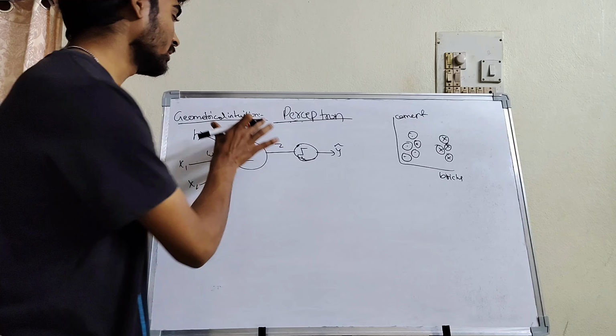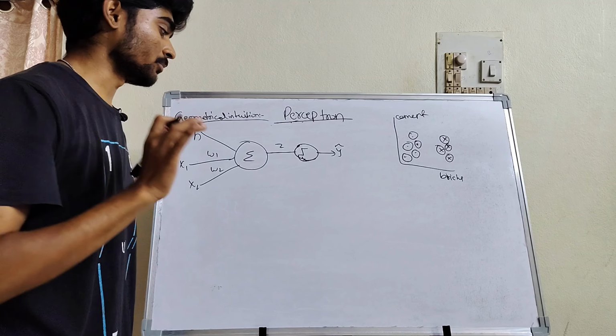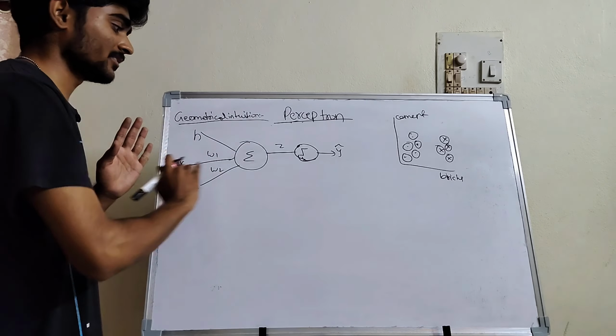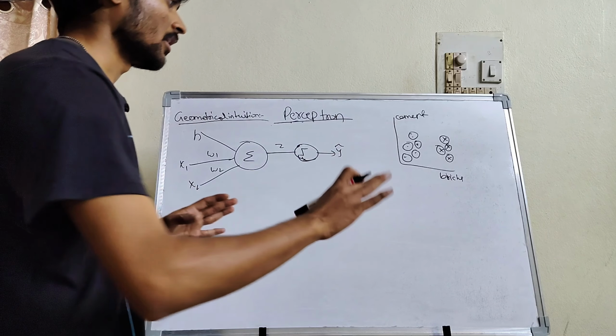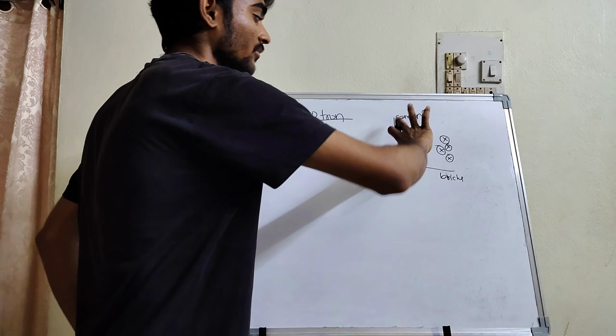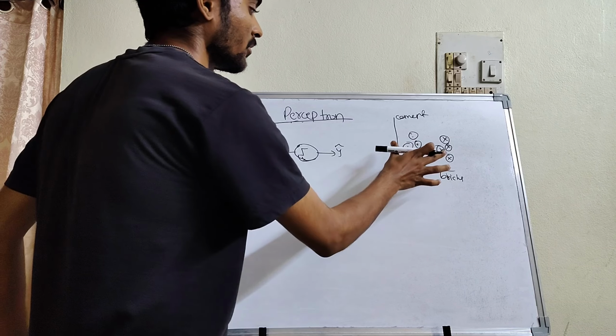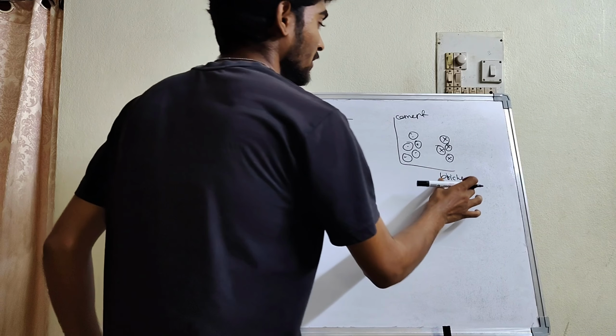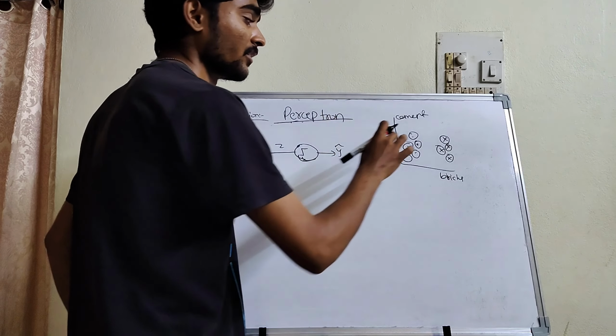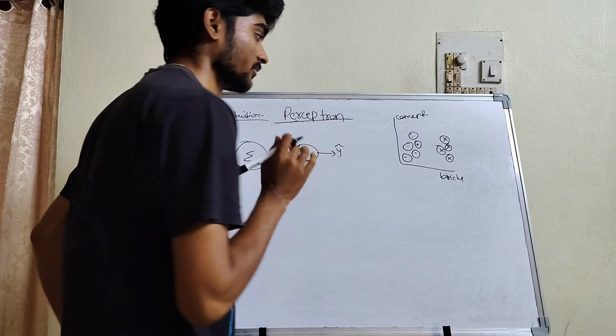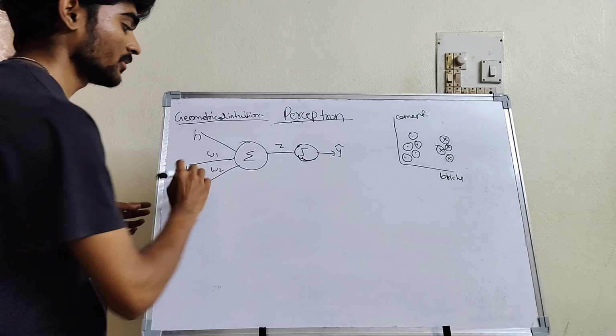Okay, let's see the geometrical intuition of a perceptron. This is the basic structure of a perceptron. From the previous example we plotted some data points based on the quality of bricks and quality of cement. These are the data points that we plotted here. Now let's start from here.